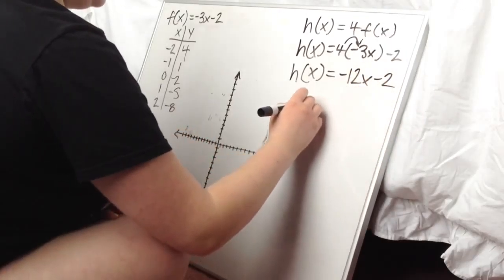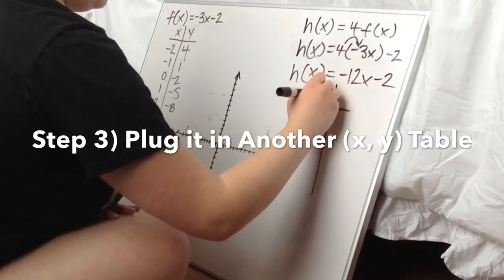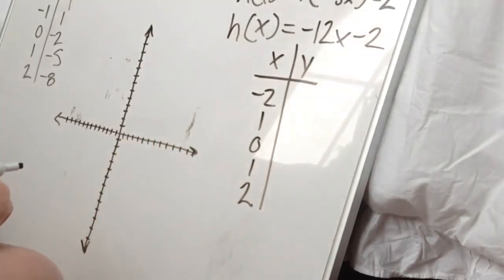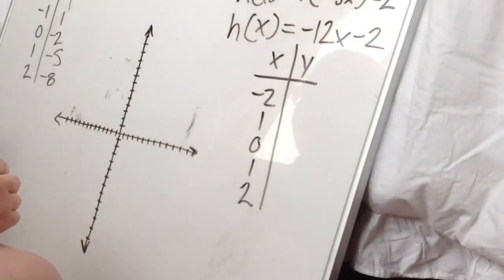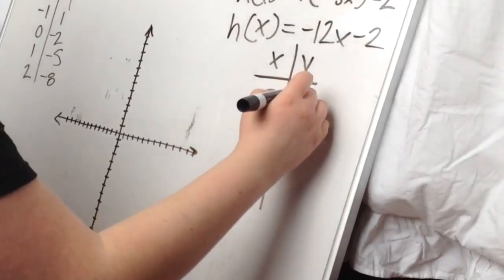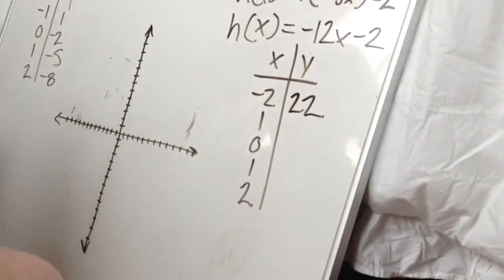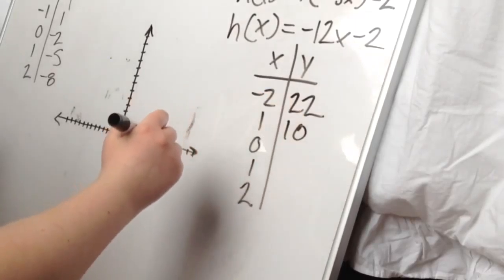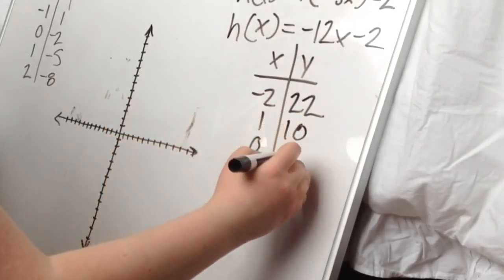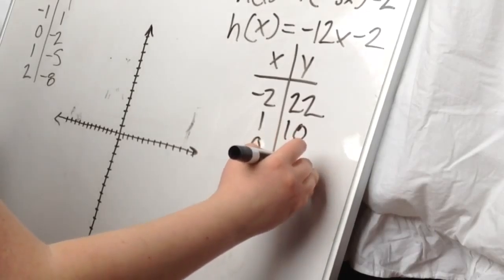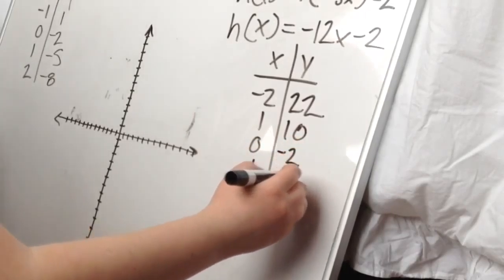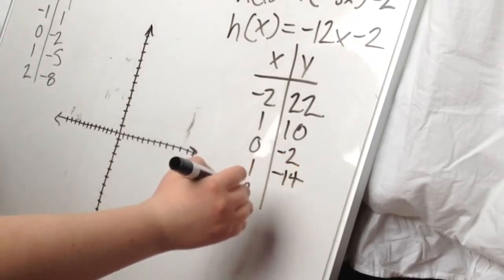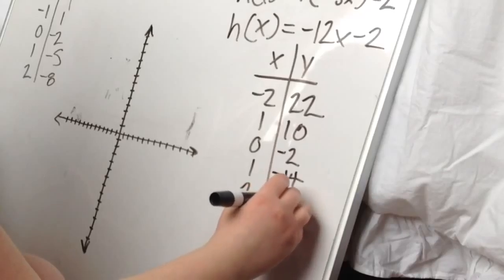So now I would make another xy table with the numbers negative 2 through positive 2, and I would just plug them in for x once again. Negative 12 times negative 2 minus 2 is positive 22. Negative 12 times negative 1 minus 2 is positive 10. Negative 12 times 0 minus 2 is negative 2. Negative 12 times positive 1 minus 2 is negative 14. And negative 12 times positive 2 minus 2 is negative 26.